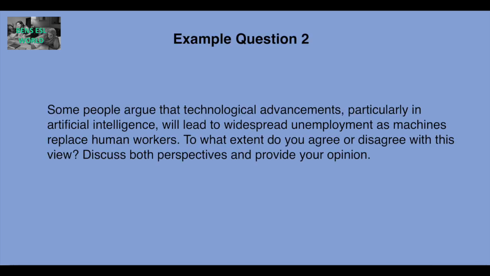Example Question 2. Some people argue that technological advancements, particularly in artificial intelligence, will lead to widespread unemployment as machines replace human workers. To what extent do you agree or disagree with this view? Discuss both perspectives and provide your opinion.